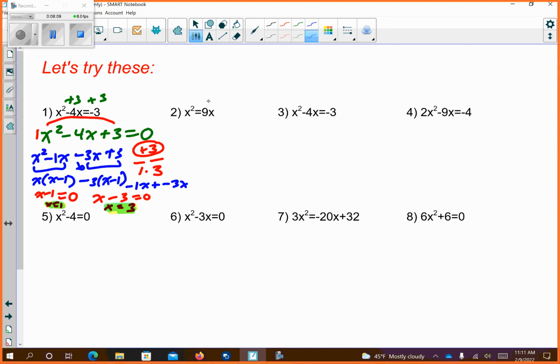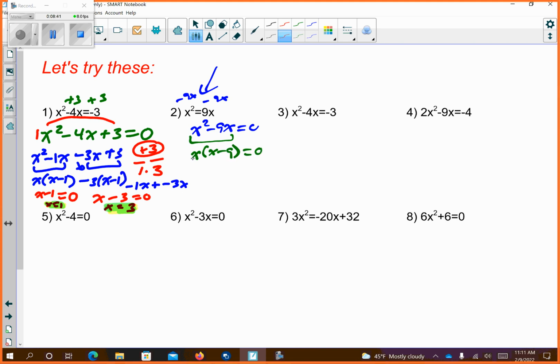So next problem. Is this equal to 0? No. I'm going to subtract 9x from both sides, so I'm going to get x squared minus 9x equals 0. Agree? Okay, this particular problem doesn't necessarily factor like the ones we've seen. This one has the greatest common factor. What can I factor out of both of those? x. So I get x times x minus 9.